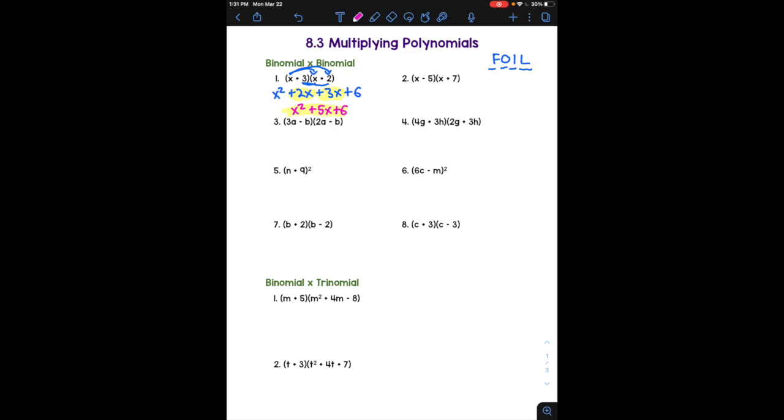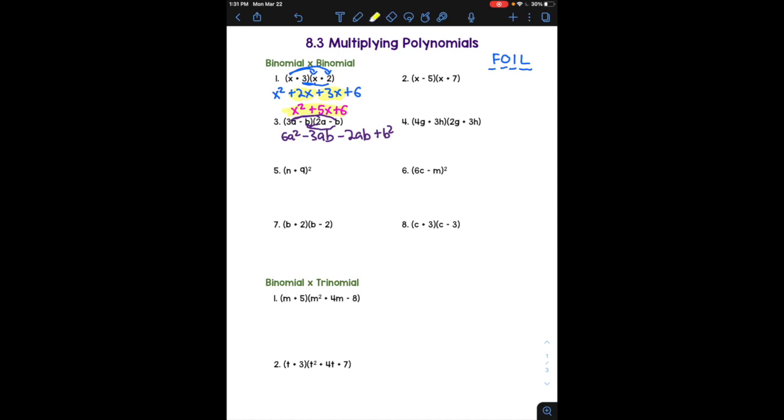Let's go ahead and practice moving on to problem number 3. Let's go ahead and distribute the 3a times the first term in the second binomial. 3a times 2a is 6a squared. 3a times negative b is negative 3ab. And now distribute the negative b times both terms in the second binomial. Negative b times 2a will be negative 2ab. And negative b times negative b will be a positive b squared.